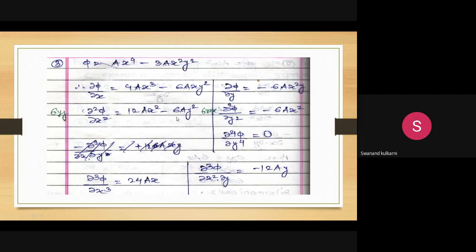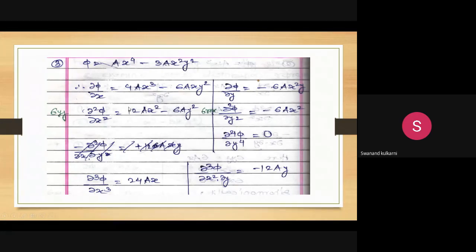What will be the effect on this minus and remaining term? With reference to y, if we differentiate, then this will be equal to minus 12ay. So that is ∂²φ/∂x²∂y, minus 12ay. This is the term present here.